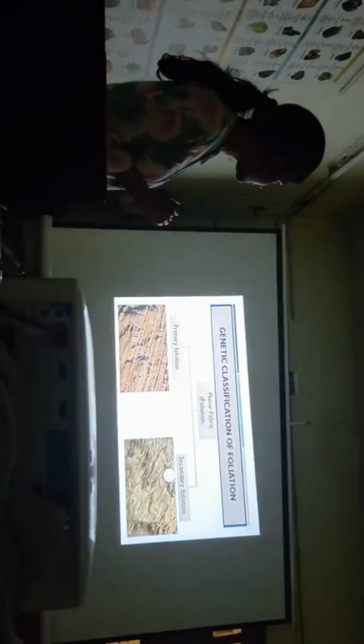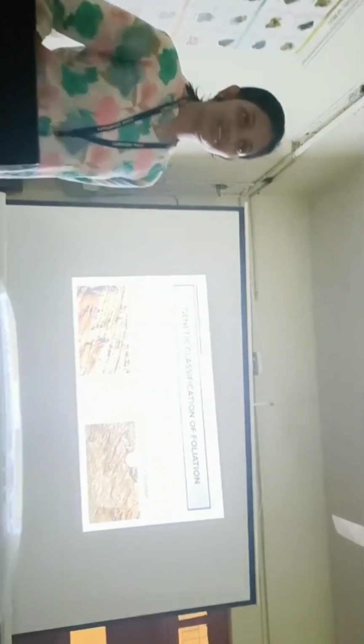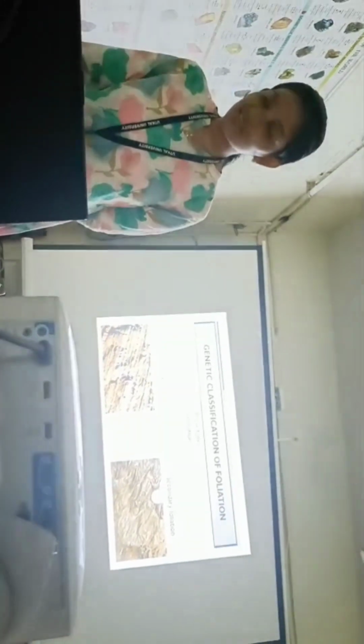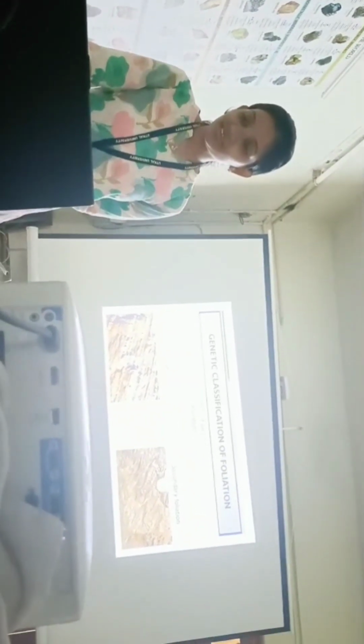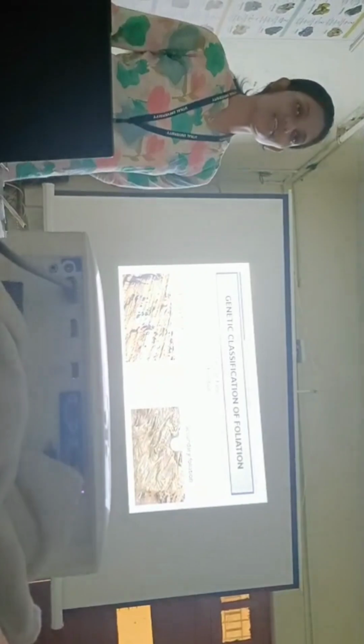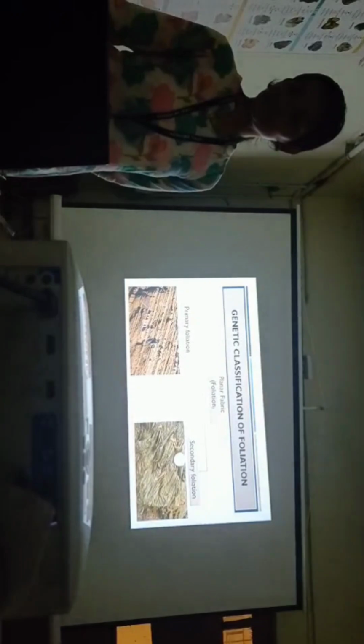The primary foliations generally include the bedding present in sedimentary rocks and the layering present in intrusive rock. The primary foliation has also been classified into igneous, diagenetic or sedimentary foliation. If the primary foliations are formed during the formation of igneous rock, then those are called igneous primary foliation. Similarly, if these are formed during the diagenesis of the sedimentary rock, then those are called diagenetic.